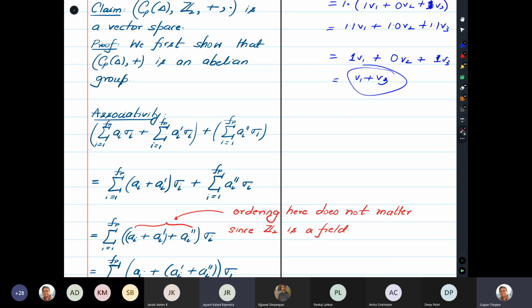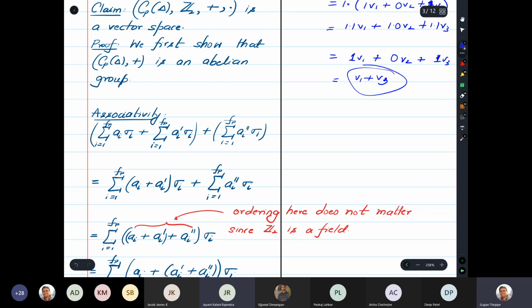But maybe this is a good place to stop for a few seconds and inquire if some of you have questions with regards to this addition and scalar multiplication operations. Please let me know. Any questions? All right, I don't see any raised hand, so maybe we can advance.